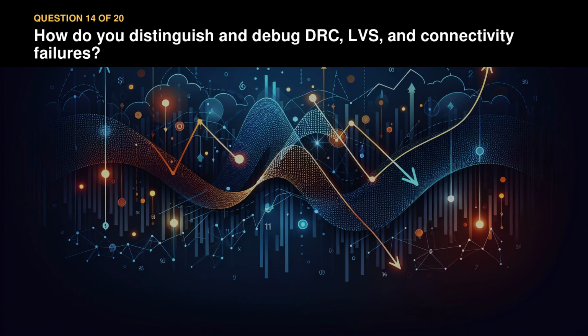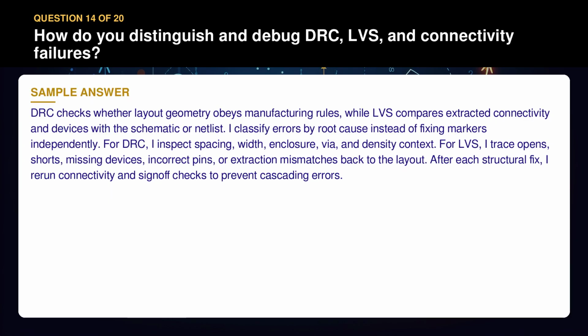Question 14. How do you distinguish and debug DRC, LVS, and connectivity failures? DRC checks whether layout geometry obeys manufacturing rules, while LVS compares extracted connectivity and devices with the schematic or netlist. I classify errors by root cause instead of fixing markers independently. For DRC, I inspect spacing, width, enclosure, via, and density context.